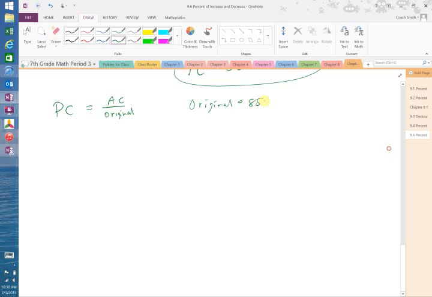Okay. Original amount was $850. That's how much they donated to charity last year. Do we have the new amount? We don't have the new amount, so that's going to be our X. Okay. Well, do we have the percent of change? What is the percent of change? 24%.